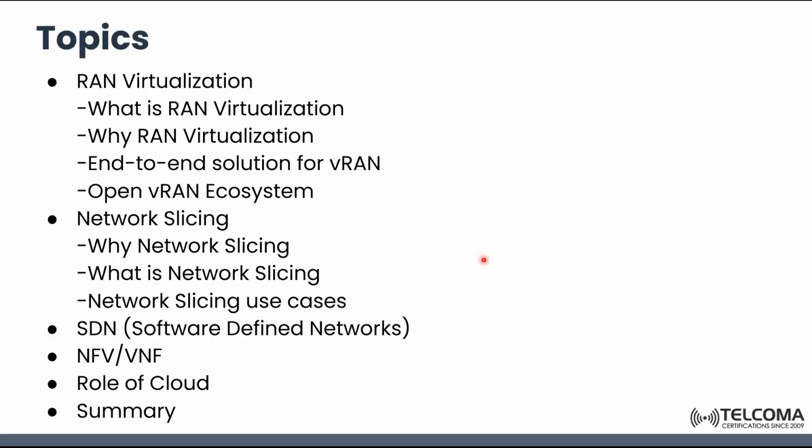And we have different topics to cover in this whole theory. Here we are covering RAN virtualization. What is RAN virtualization? Why do we need RAN virtualization? How to implement an end-to-end solution for vRAN? What is the open vRAN ecosystem all about? What is network slicing? Why do we need it? How are we going to implement network slicing in different use cases? Software defined networks, network function virtualization and virtualized network functions, the role of cloud in vRAN, and then an overall summary.